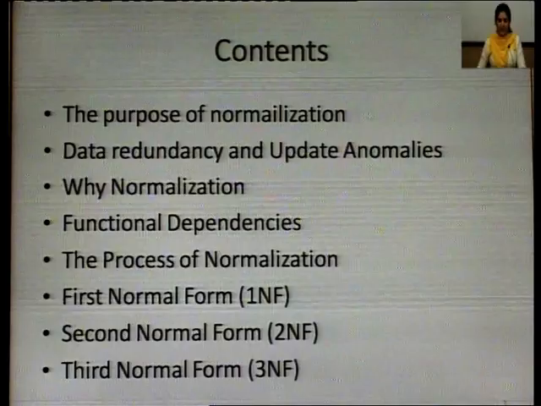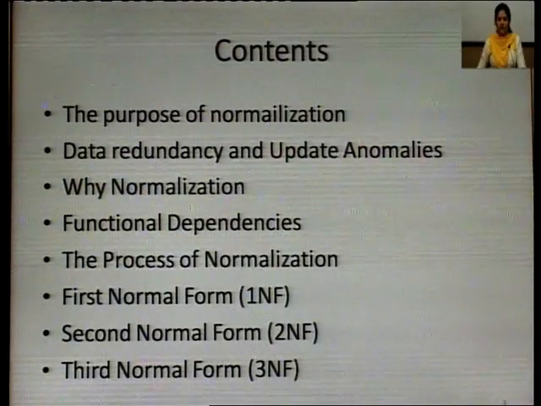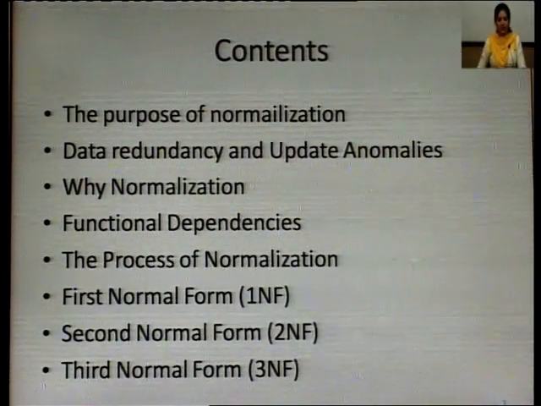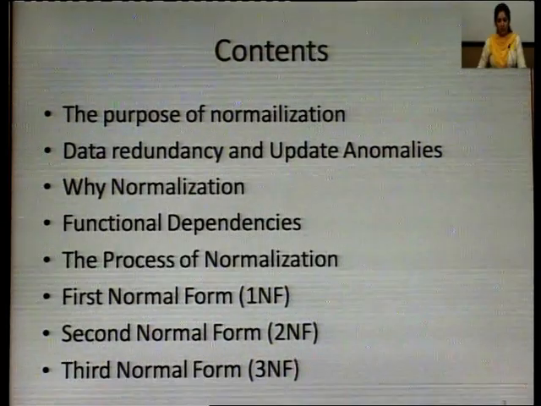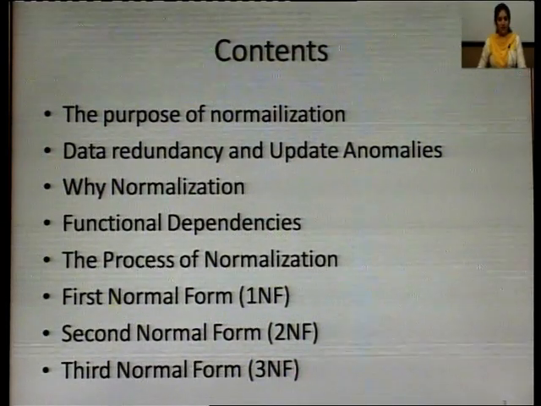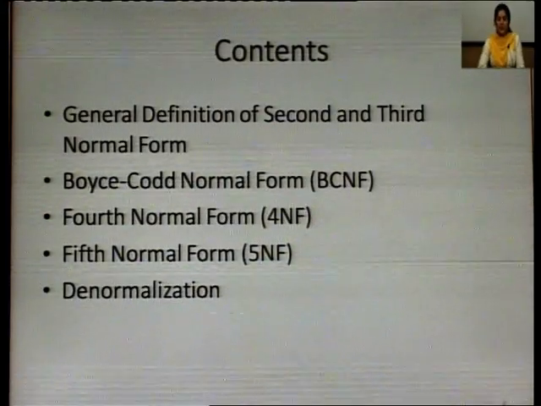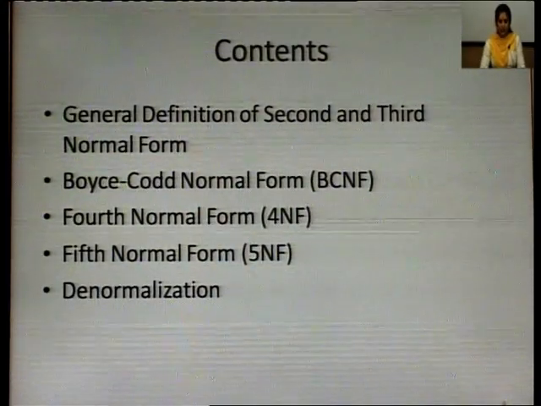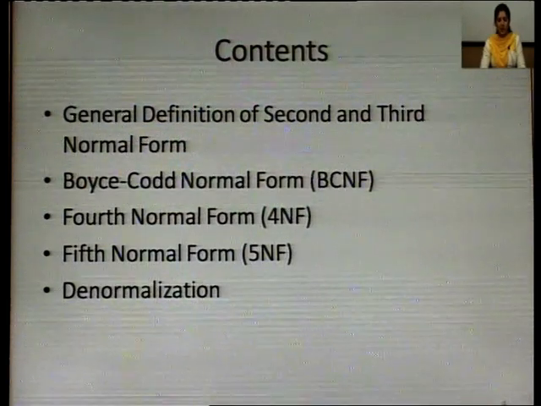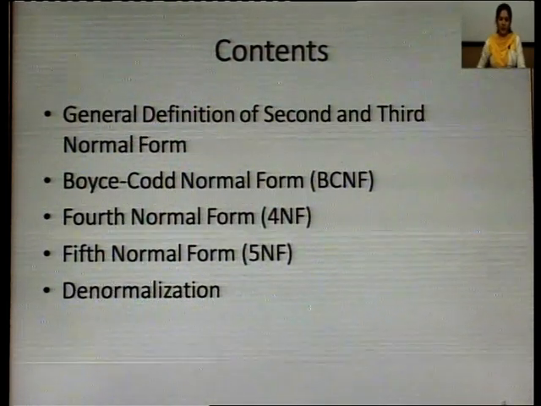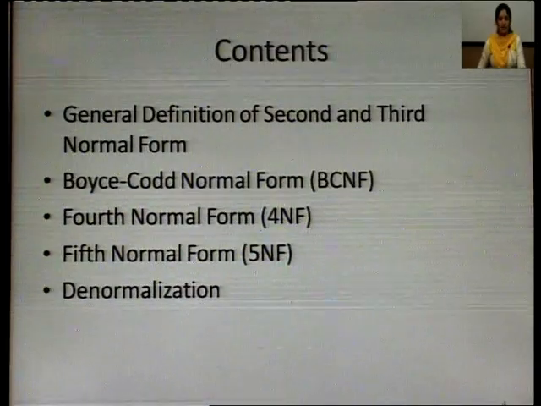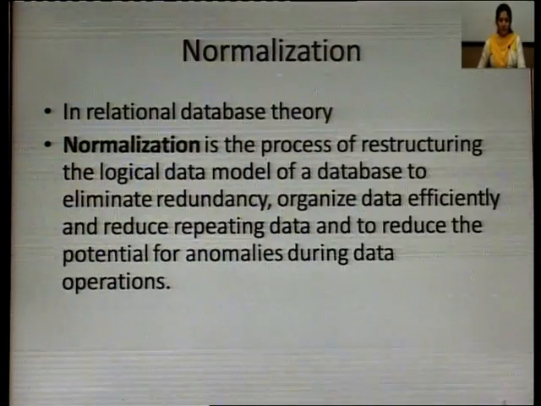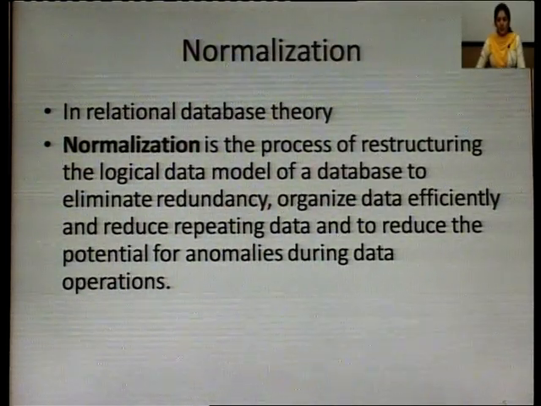What are functional dependencies? The full process of normalization, and later on we will study all the forms of normalization, that is first normal form, second, third, and then comes the BCNF, which is Boyce-Codd normal form. It is a special normal form which is included in normalization, and then fourth and fifth, and the last topic will be denormalization. So let's start with today's topic.